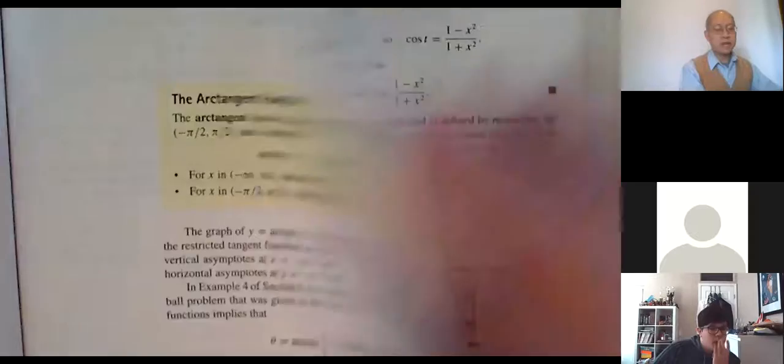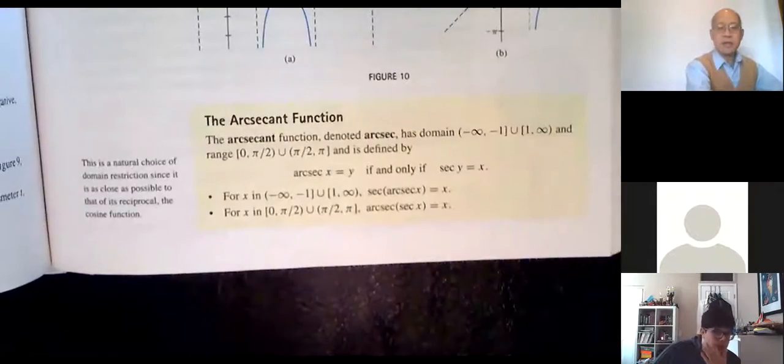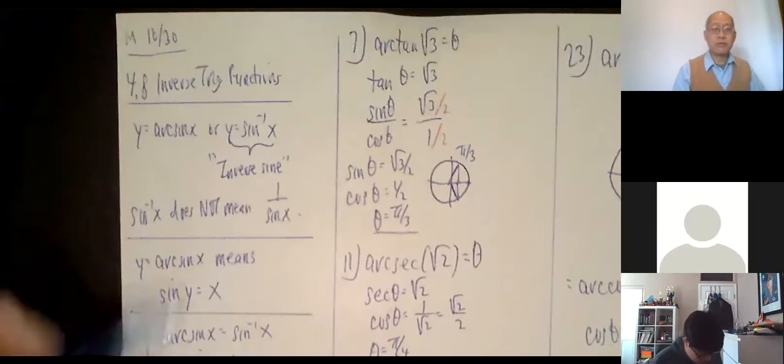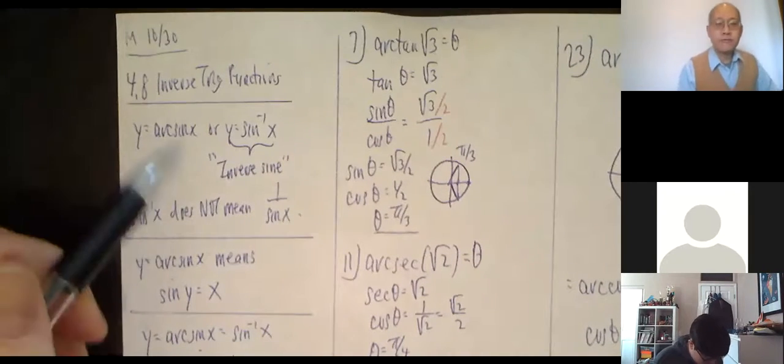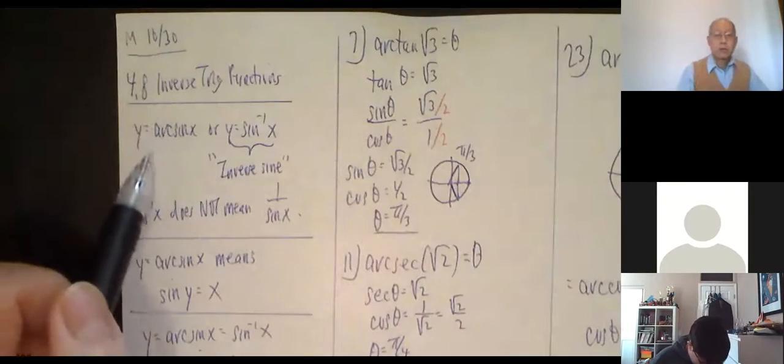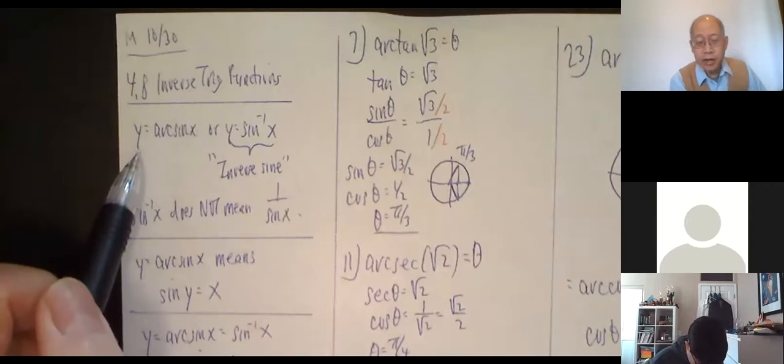Okay, and we're not going to use the others that much. There are arc secant, arc cosecant and arc cotangent. I'm barely going to talk about them. They're there, but we're not going to emphasize them that much. Okay, so here's my take on the inverse trig functions. There's actually a couple of ways you can write it.